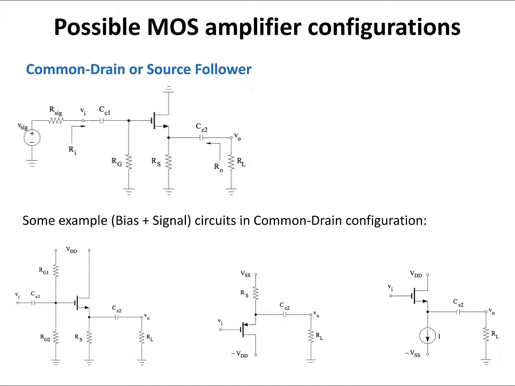Here are some circuit examples that are in common drain or source follower configurations. The circuit on the top is only the signal circuit. In other words, the bias components are removed from the circuit. The bottom ones are the total amplifier circuits that contain both the bias and the signal components, and the difference between them is the bias configuration. All of them are in common drain configuration because the signal is applied to the gate and the output is taken from the source in each one of these amplifier circuits. This is a PMOS based amplifier, this is NMOS based, and this is an NMOS amplifier circuit.